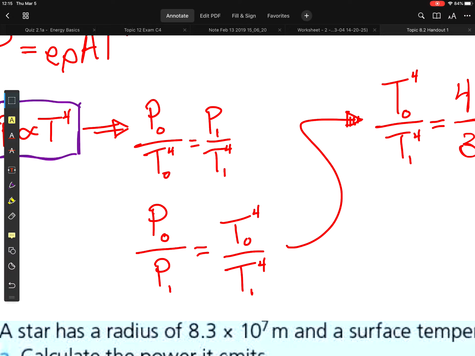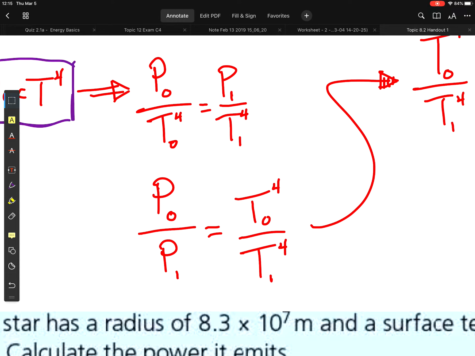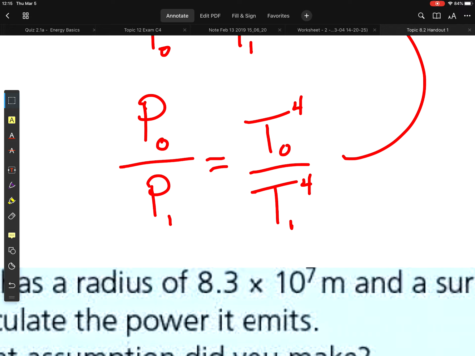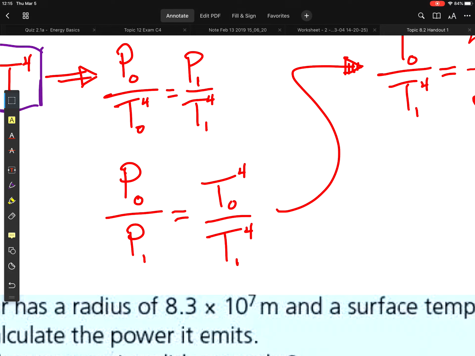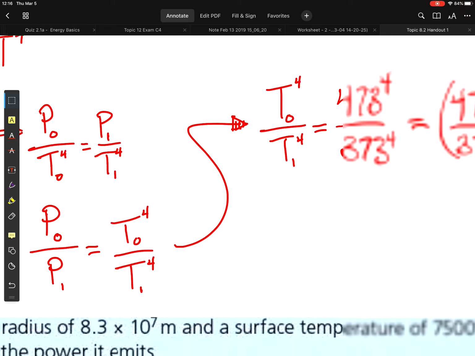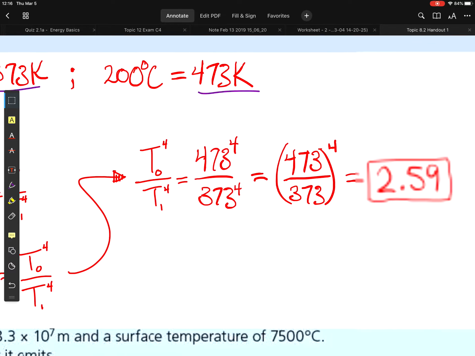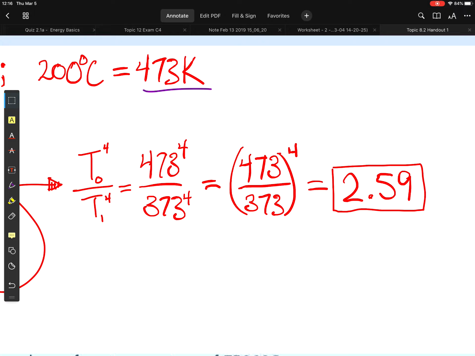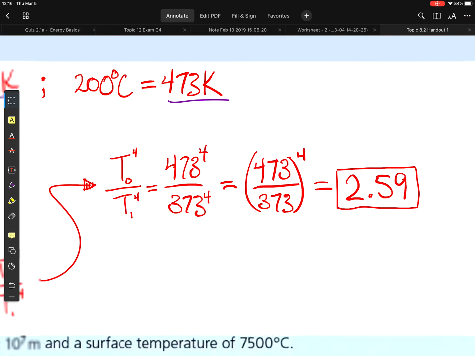Okay, so initial power divided by final power will be equal to initial temperature to the 4th power divided by final temperature to the 4th power after some very simple algebraic manipulation. From this point then, we just plug in our values, and we will find that we have an increase in our power by a factor of 2.59. So it's just a ratio.